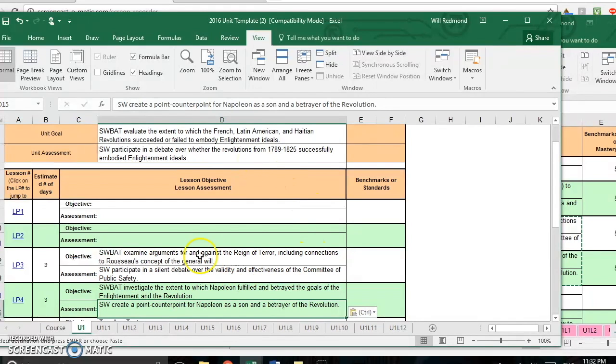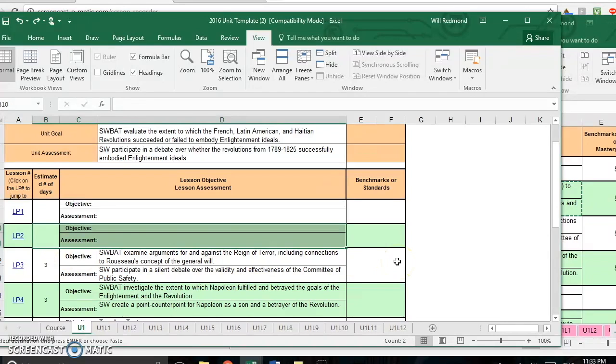In the same way, in the lesson before this, students are going to be examining arguments for and against the Reign of Terror. It's very similar to this lesson about Napoleon, but since we're looking for this evaluation goal, we want to make sure that we have a really strong groundwork, and that's also going to be good preparation for our debate at the end of the unit.